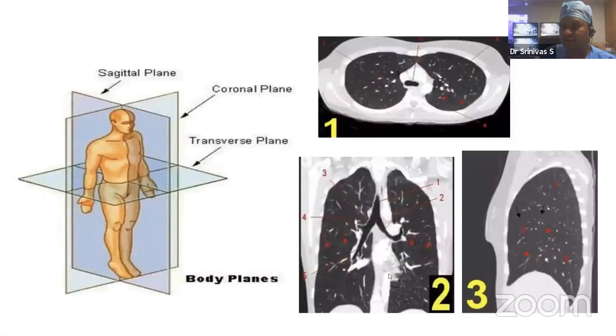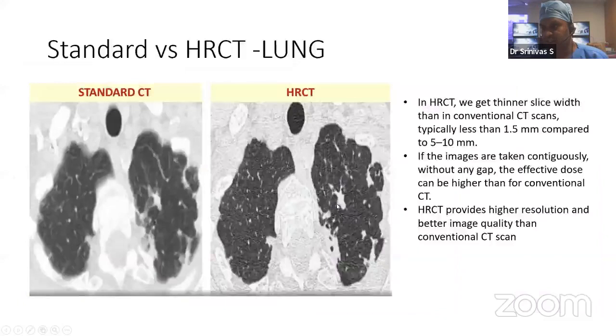So, imaging of the chest. When we do a CT scan of the chest, we get three types of images in three different planes. The first image is a transverse plane image or axial image, and figure two represents the coronal plane, and figure three represents the sagittal plane of the patient.